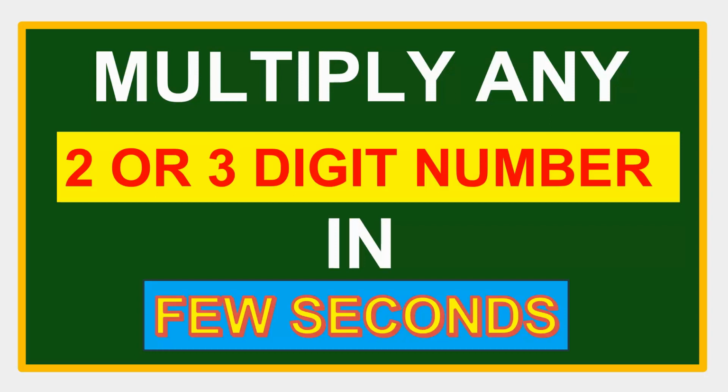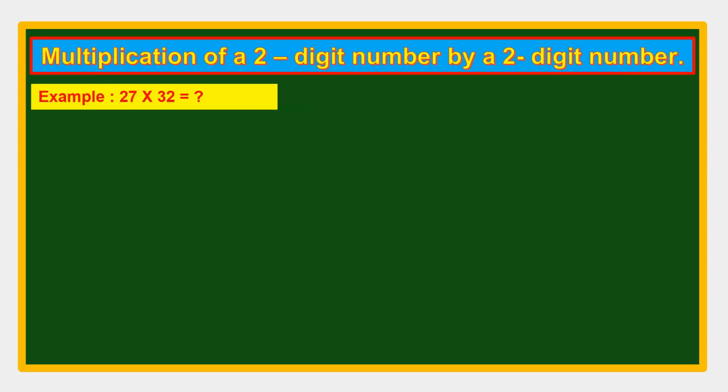Hi students, today I'll explain how to multiply any 2 or 3 digit number in a few seconds using a shortcut. So first one, multiplication of a 2 digit number by a 2 digit number. Here the example problem given is 27 into 32.